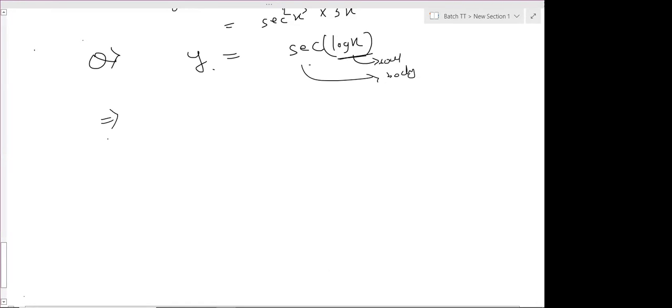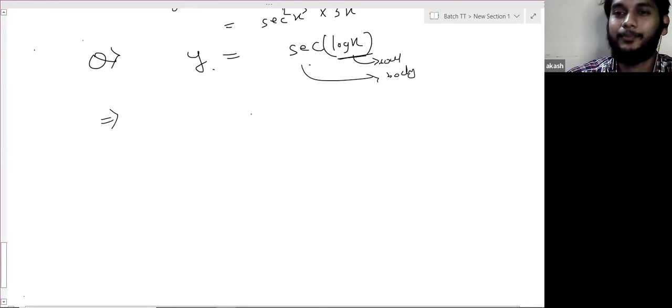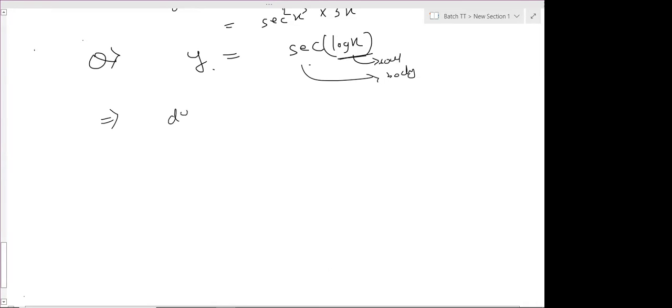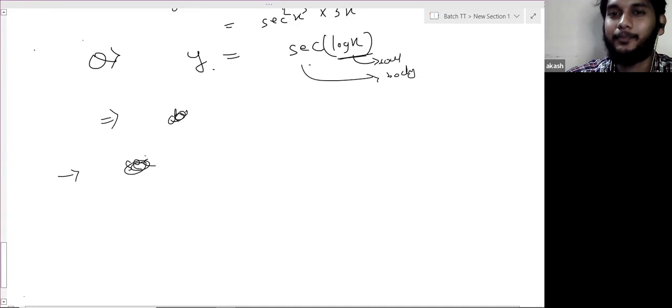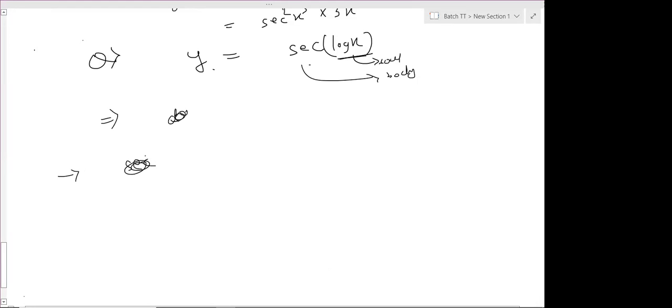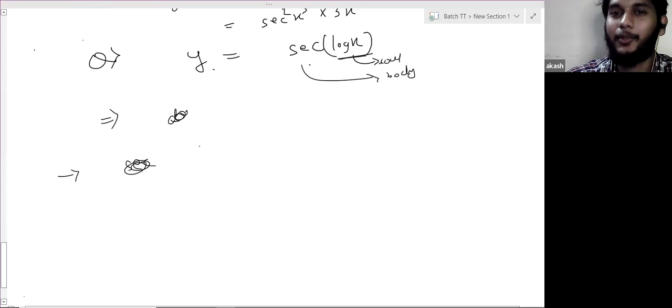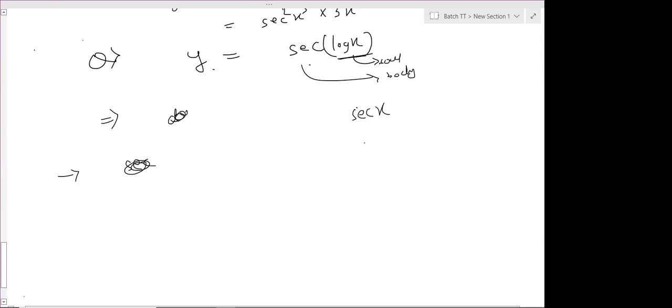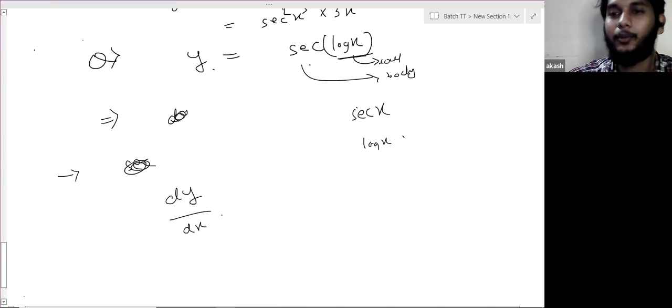Kinza, you have solved this? Yes, sir. So what is the answer? Sec x tan x by x. Everyone made the same mistake. Aman, I got sec x tan x into 1 by x. Yes, everybody is wrong. How is everybody wrong? Which is the body? Which is the soul here? So sec is the body, log x is the soul. Absolutely right.